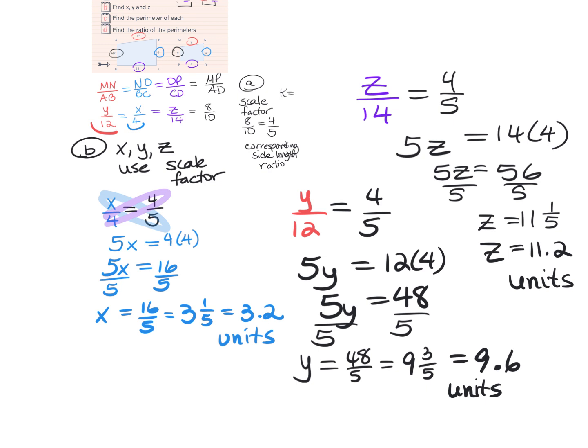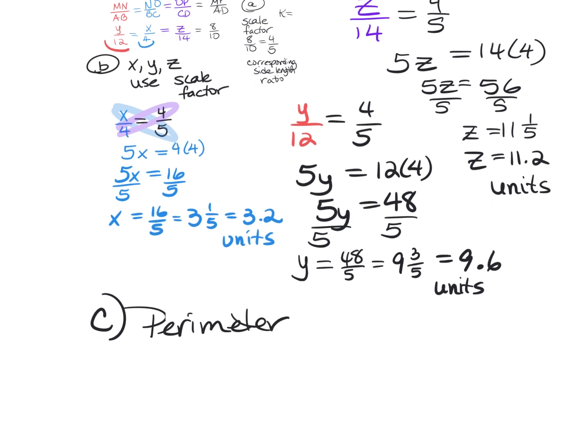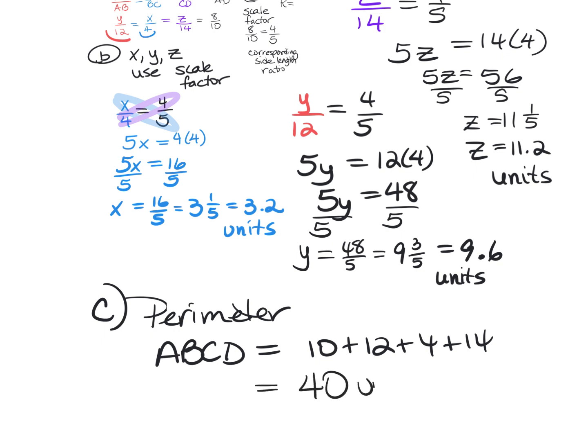For part C, it wants us to find the perimeter of each one of these quadrilaterals. And remember, for perimeter, we need to add up all the sides. So for the perimeter of figure ABCD, I already had all the numbers for that one. So all I had to do was add 10 plus 12 plus 4 plus 14, and the perimeter would have been 40 units. That was for the first figure.